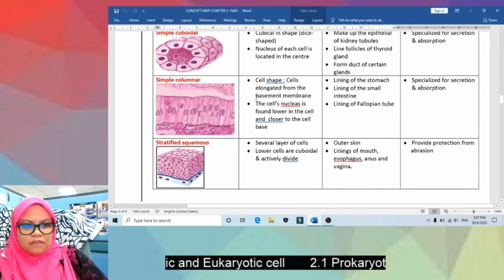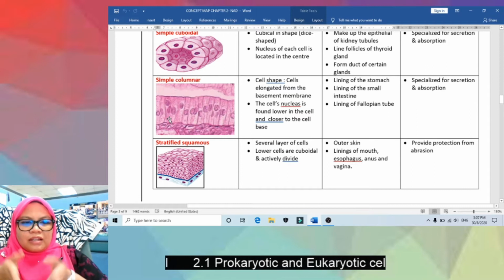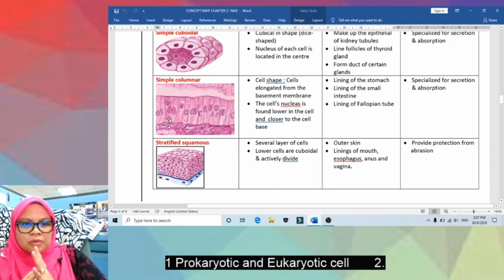Pseudostratified columnar, and also simple columnar, may have a cell called a goblet cell, a glass-shaped cell, whose function is to secrete mucus.